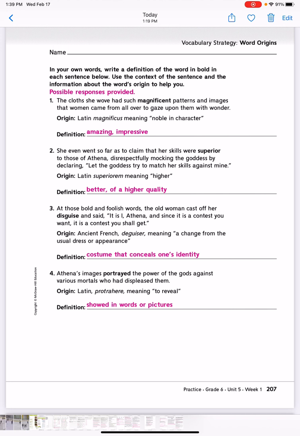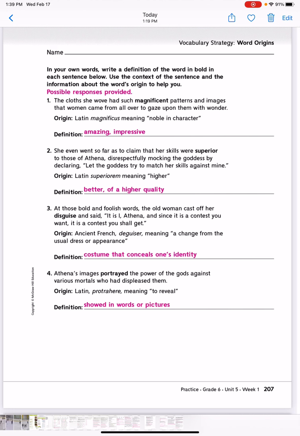Next, we have disguise. This one's actually an ancient French origin, and that's a costume that conceals your identity. And finally, we have portrayed, which is Latin, and to portray is to show in words, to show in pictures, basically kind of like to explain.